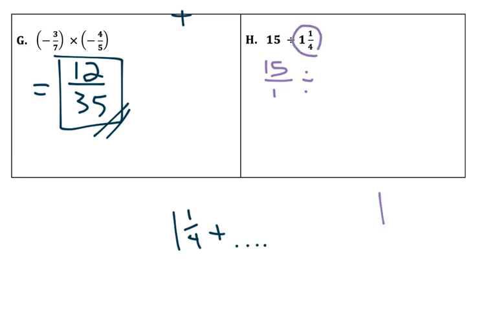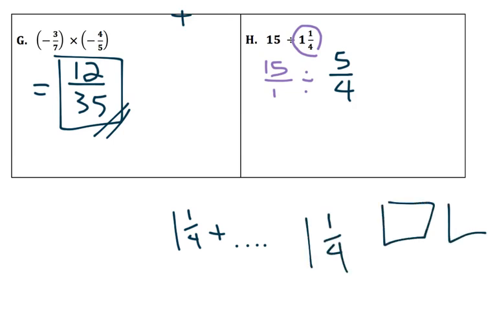Because some people think if you want to do keep, change, flip, you can just rewrite 1 1/4 as 1 and 4 over 1. The problem is this whole number. It's hard to take the inverse of a whole number, so we actually can't do it that way. What we have to do first is rewrite the mixed number as an improper fraction. And 1 1/4 is the same as 5/4. So I rewrite this like that first.